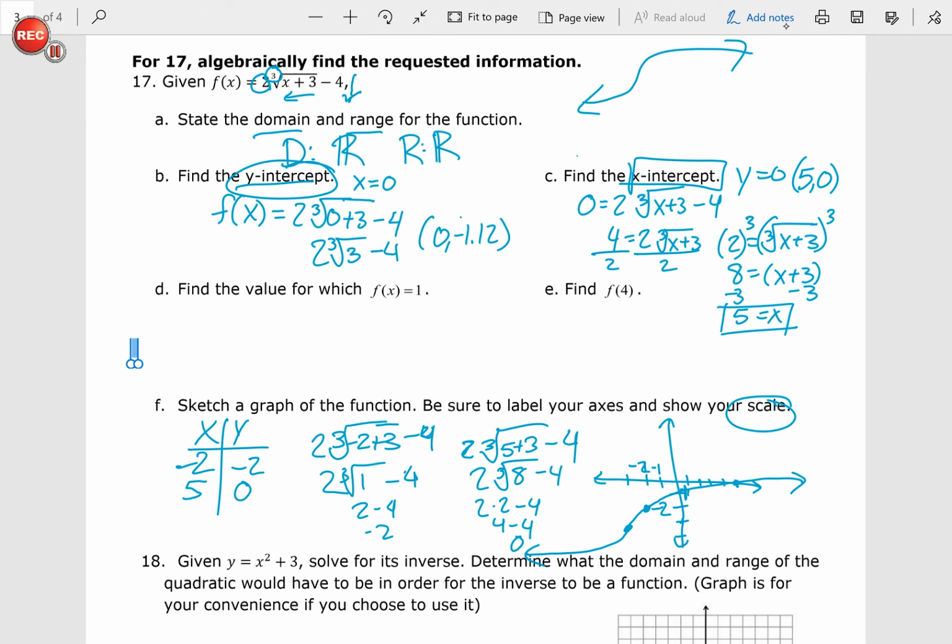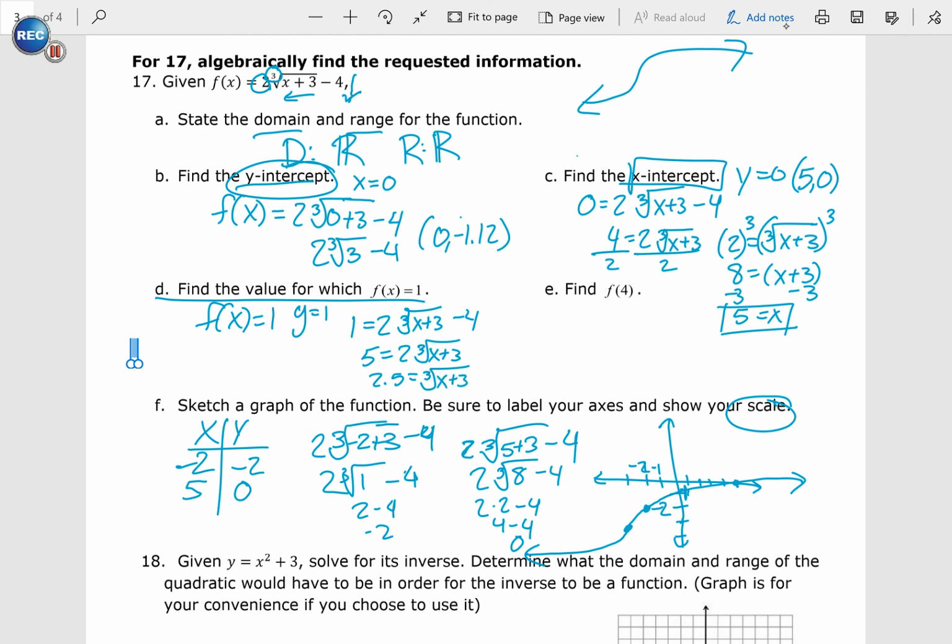Now the next problem we have is D, and that's finding the value for which f of x equals 1. So if I know f of x equals 1, that just represents the fact that y equals 1. So I can substitute that value in, and the entire thing equals 1 equals 2 cube root x plus 3 minus 4. So the first step is to go ahead and add that 4 to the other side. I'm left with 5 equals 2 cube root x plus 3. Divide both sides by 2, so that's just 2.5 equals the cube root of x plus 3.